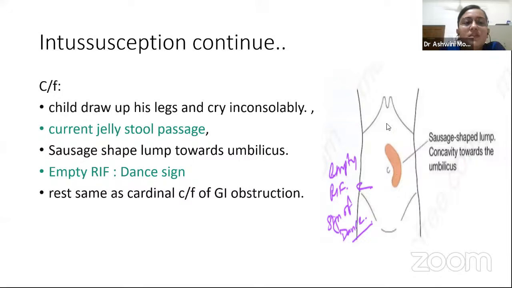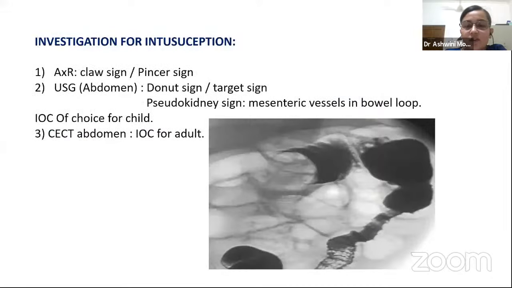So what will be the specific investigation points we will be able to see? In AXR, in this patient with the air fluid level, we will be able to see the claw sign, pincer sign. You can appreciate this is the claw, due to the proximal bowel going into the distal one. The contrast will show the claw-like appearance here. That is called the claw sign on the AXR.